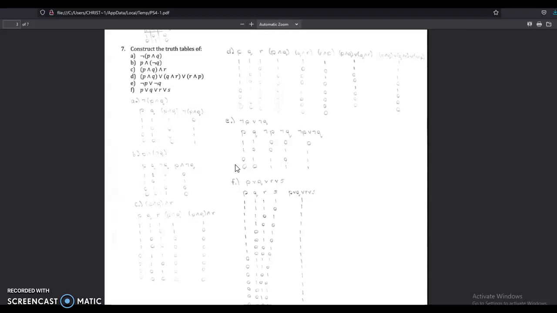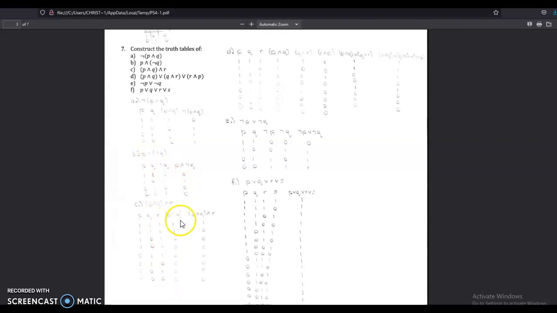For C, it reads parentheses P and Q, and then also R. So for this one, it's going to be different. So P is going to be true for the first 4, and then false for the second 4. So 1, 1, 1, 1, and then 0, 0, 0, 0 here. Q is going to be true in alternating doubles. So true, true, false, false, true, true, false, false, and then R is alternating like Q was in the last one. So true, false, true, false, true, false, true, false.